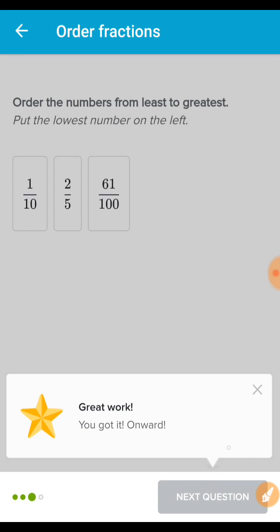All right, so that's pretty much it. If you do the same thing over and over, it's inevitable that you will end up putting them in the right order as long as you rewrite them with the same denominator, with a common denominator, and then put them in order by the numerator.